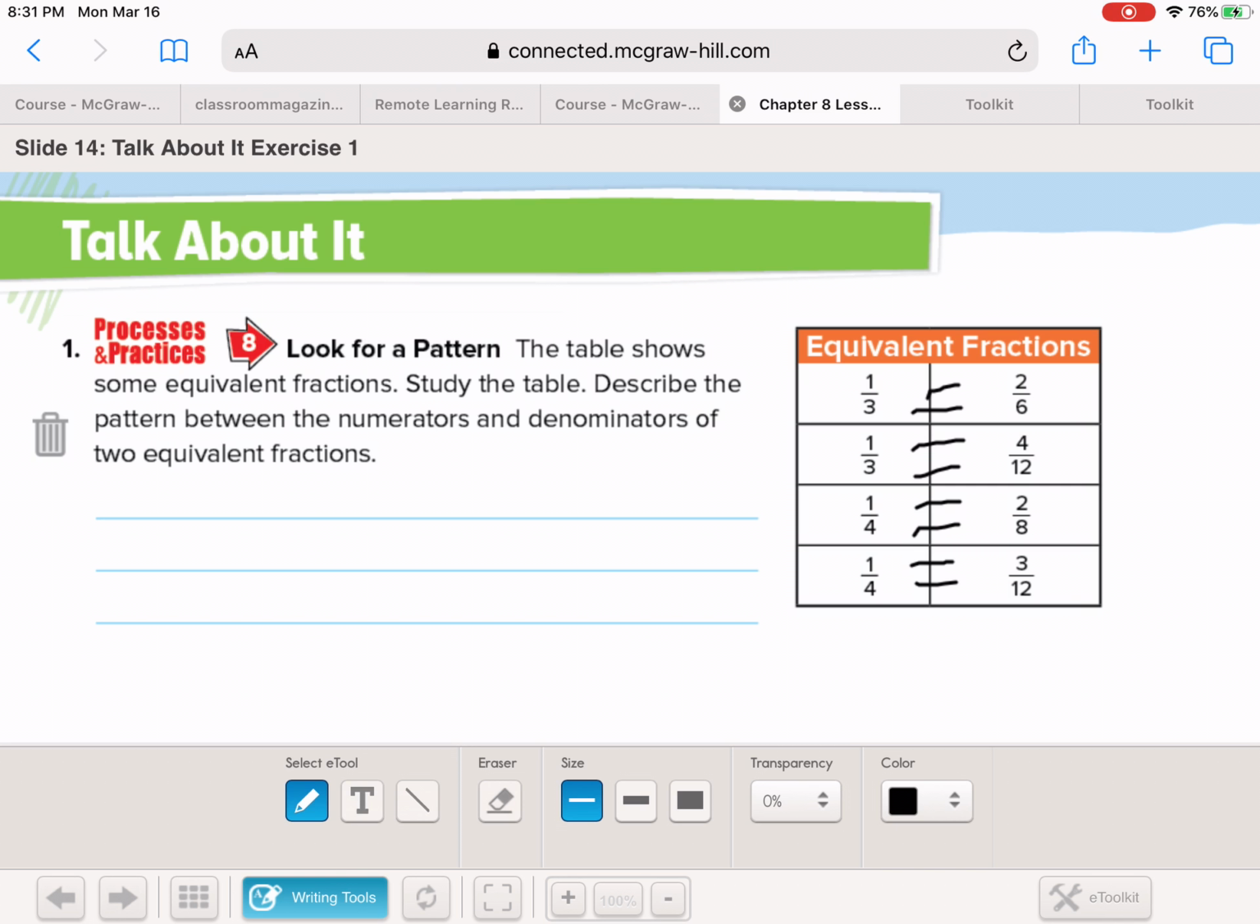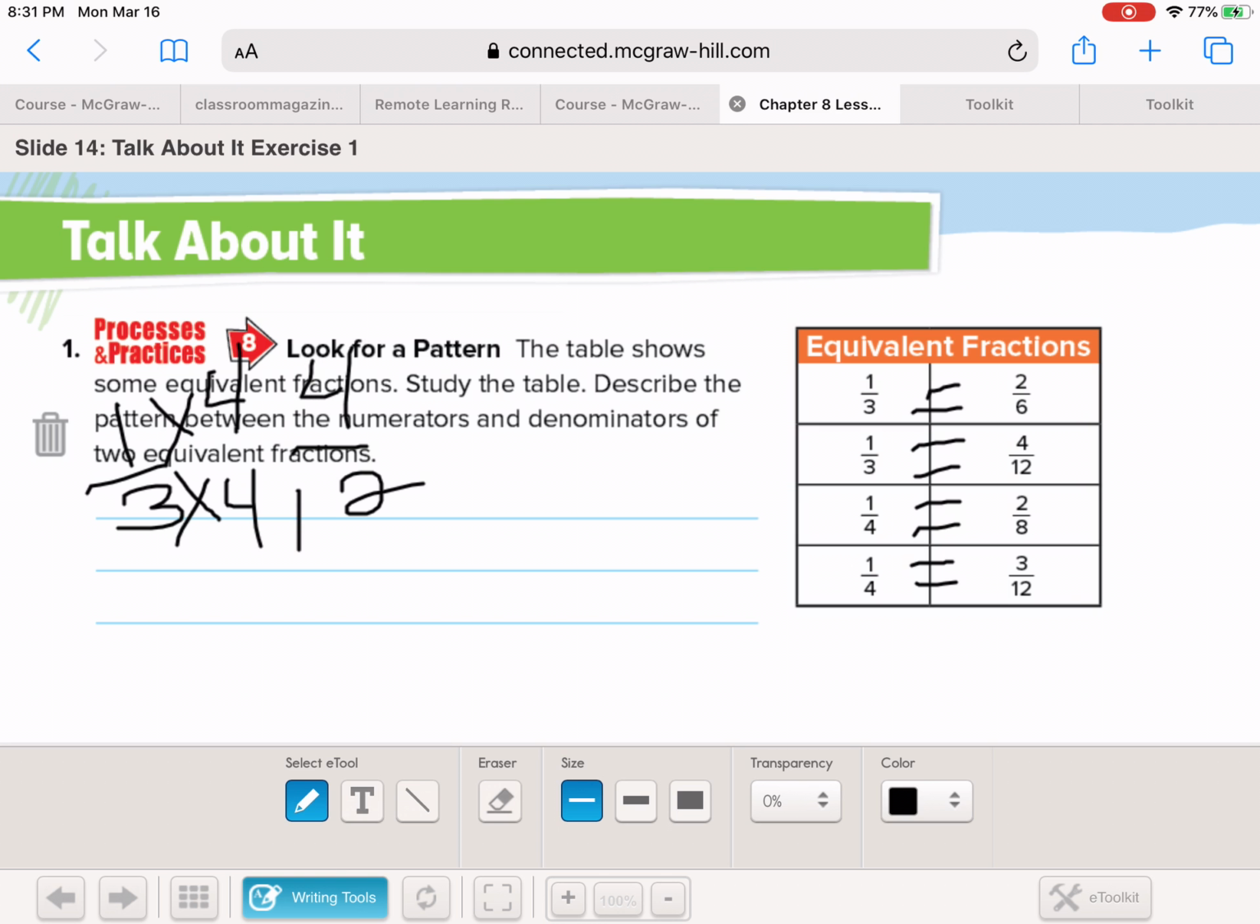I want you to look at your denominators. 3 to 12. How do you get from 3 to 12? What do you do? So if I have 1/3, what did I multiply 3 by to get 12? 4. So, here's the thing with fractions. Whatever you do to the bottom, you have to do the top.